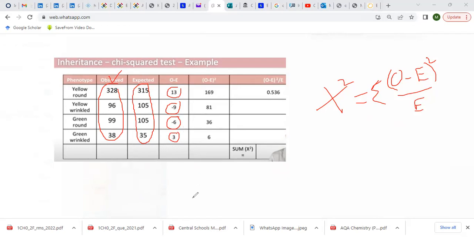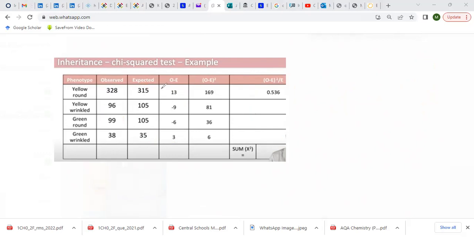After copying this data, please fill in this also. What do I need to fill in? First of all, one is solved for you, the first one is solved already, because you already copied this data. You just have to draw this column and this column. Then O minus E squared divided by E is there. One is solved for you. So you solve these three values, please.